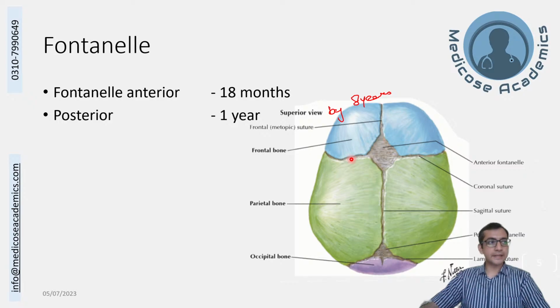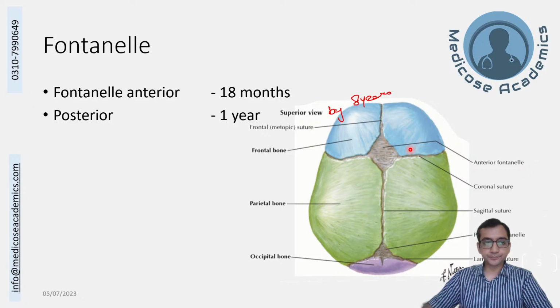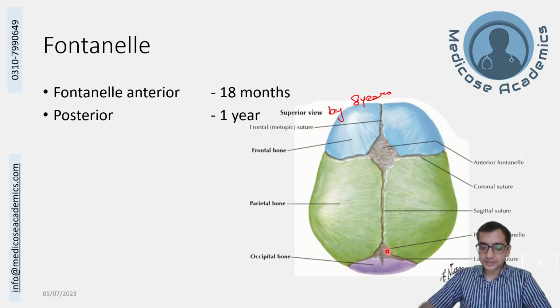So, technically speaking, you will say that the anterior fontanelle is present between the metopic, sagittal, and two coronal sutures. And here is the posterior fontanelle. These are the soft spots that you may find in a newborn, and this closes by half to 1 year. Usually it closes by 1 year.